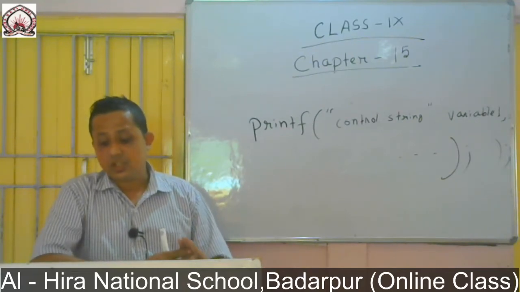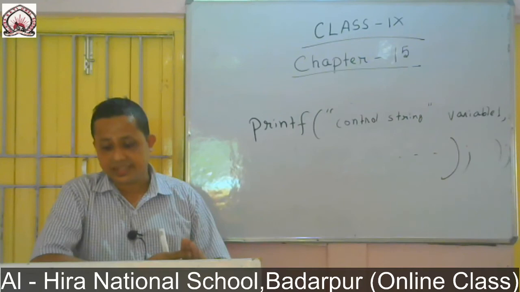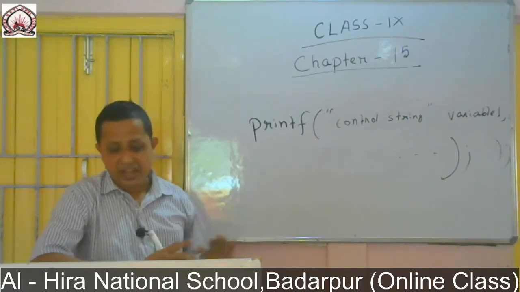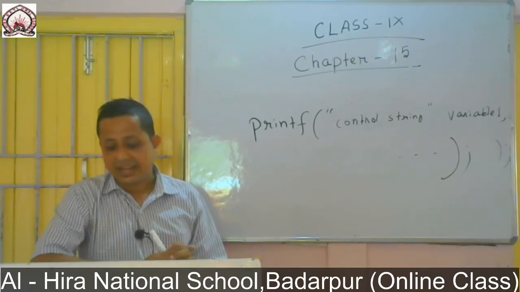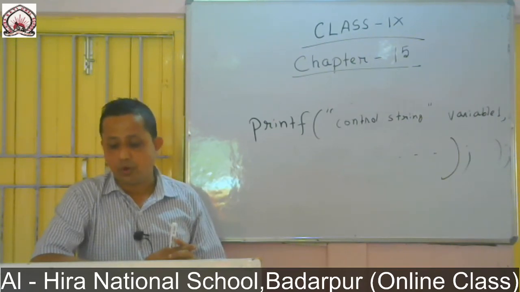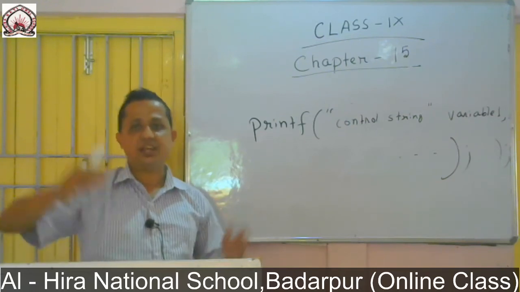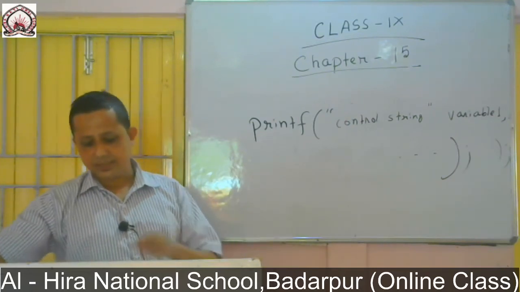The printf function is used to display the value stored in a variable on the screen. The control string in the printf can consist of characters that are printed on the screen or format specifications, or it can have escape sequences like \n, \t, and so on.